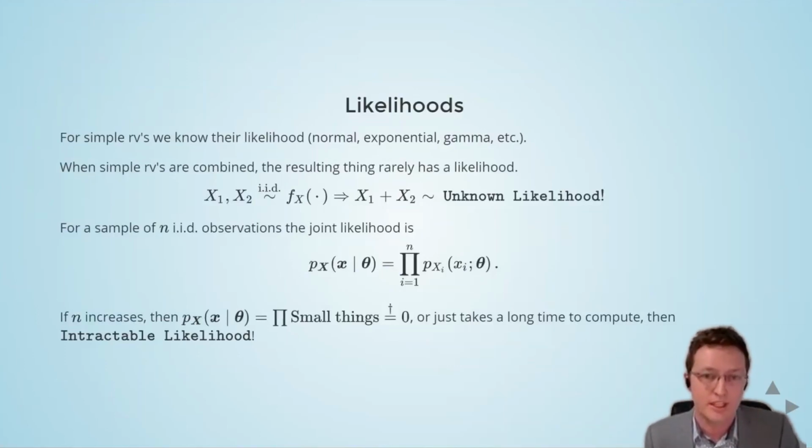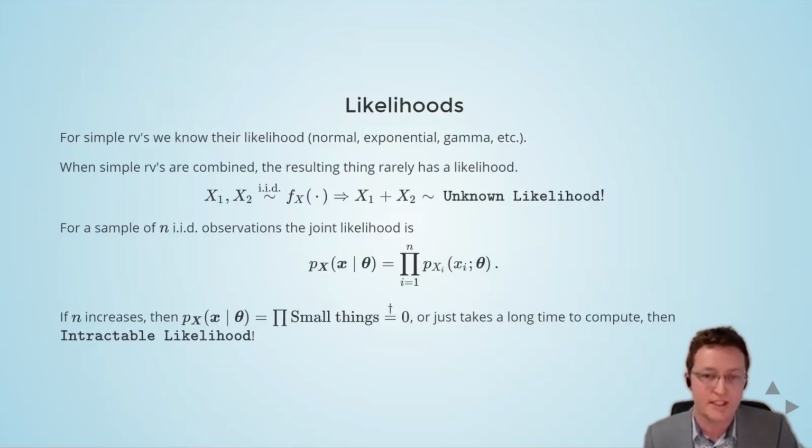But as soon as you start doing things to these simple random variables, you come up with more complicated things which model reality better, but we no longer know the likelihood. So a really simple example, taking 2 variables which are IID from some distribution and you add them up. Most of the time that resulting thing doesn't have a likelihood, but from very special cases, we just can't solve the math to get the likelihood. So that's one case where we don't have access to the likelihood.